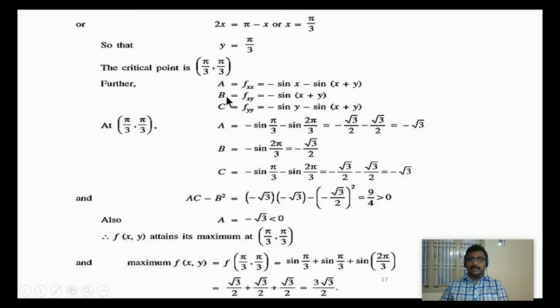Now for these functions, we have to compute the values at the stationary point pi by 3, pi by 3. So the ABC values are obtained here. A is negative root 3, B is negative root 3 by 2, and C is negative root 3. Now we have to compute AC minus B square. So computing AC minus B square, we will have 9 by 4. So 9 by 4 is clearly positive or negative? Clearly a positive quantity. So 9 by 4 is positive, so AC minus B square is greater than 0.